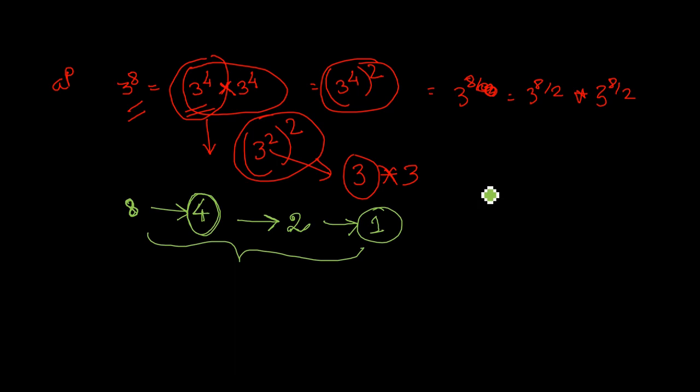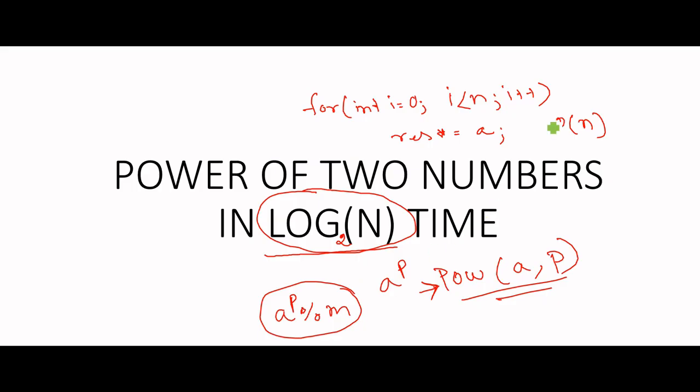So if we would do an iterative approach using a loop running from 1 to 8, we would do the thing 8 times, like each and every time we would multiply it. But here we are doing it only 3 times, that is nothing but log of 8. So this is our approach, or this is something we are going to do.